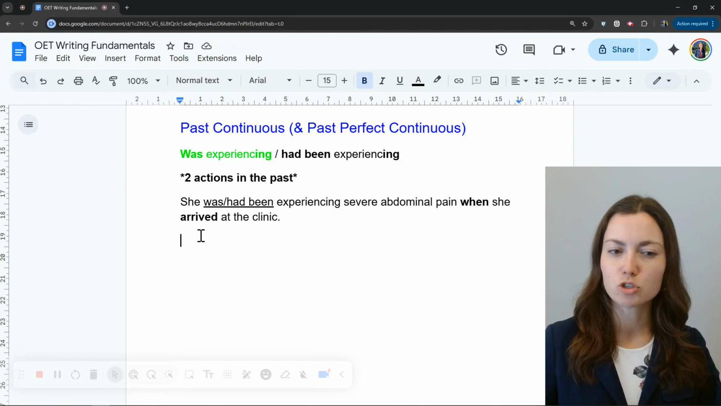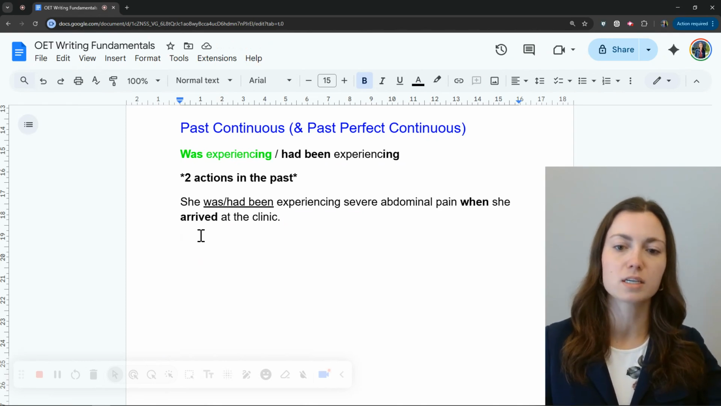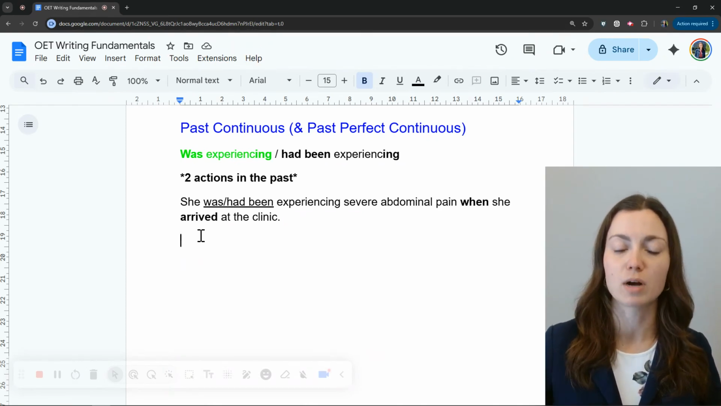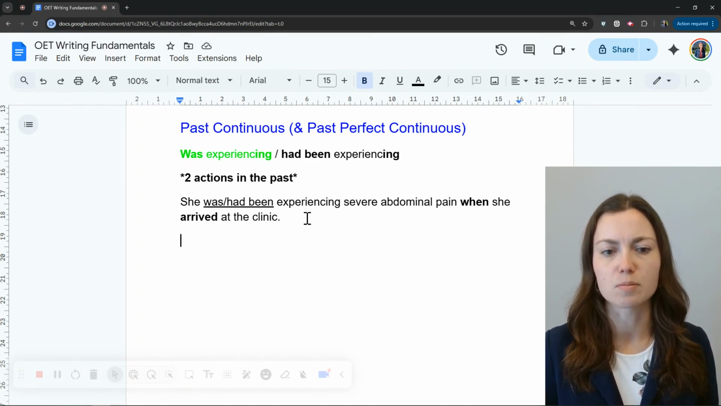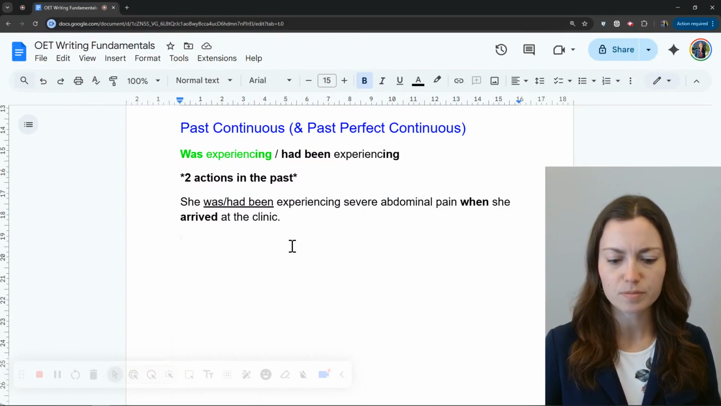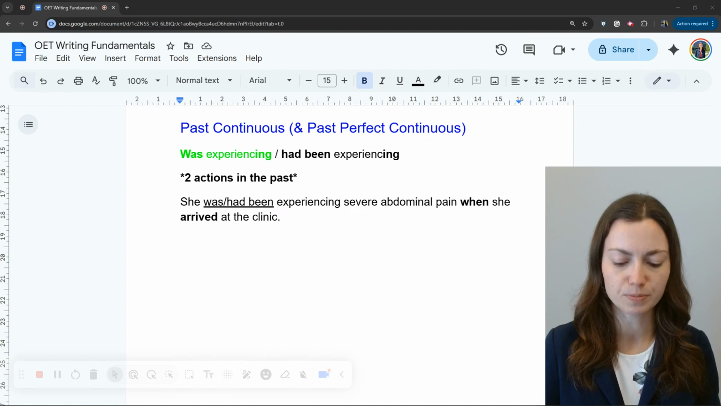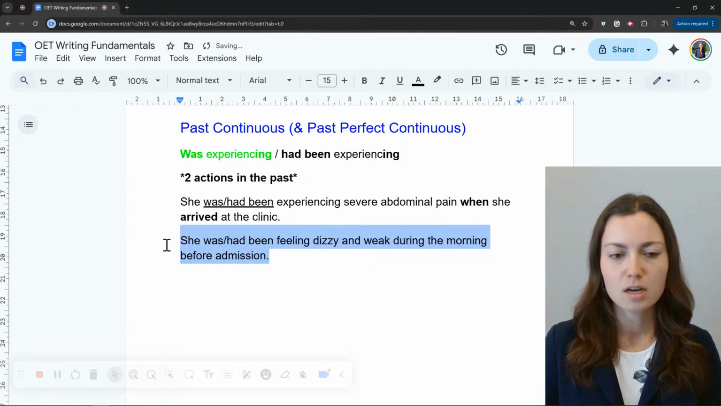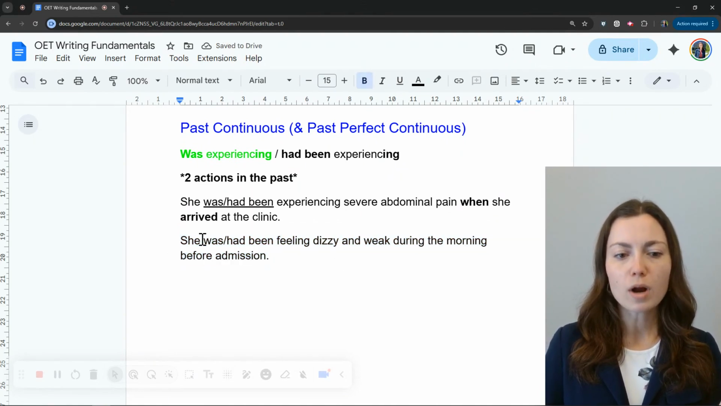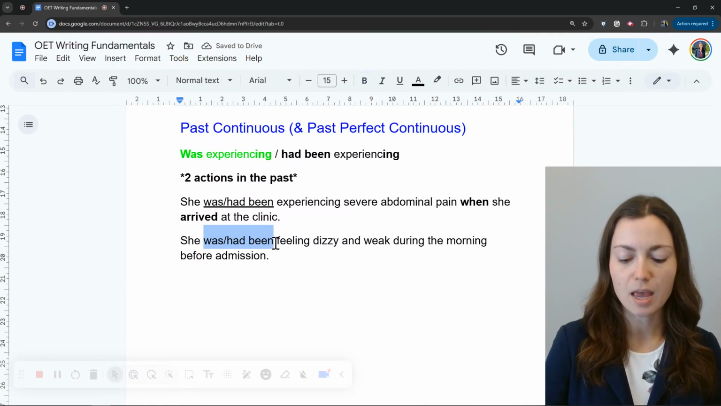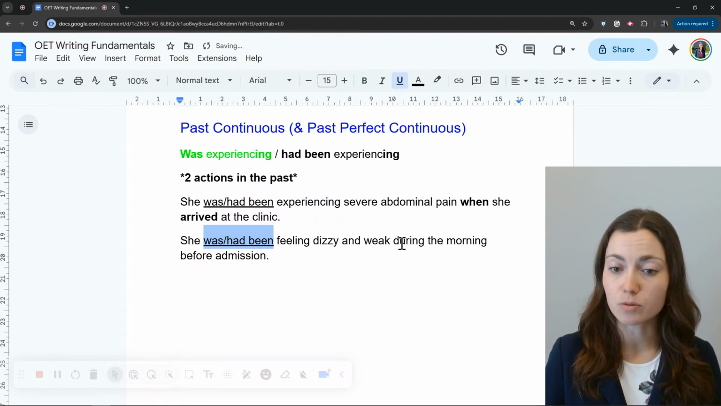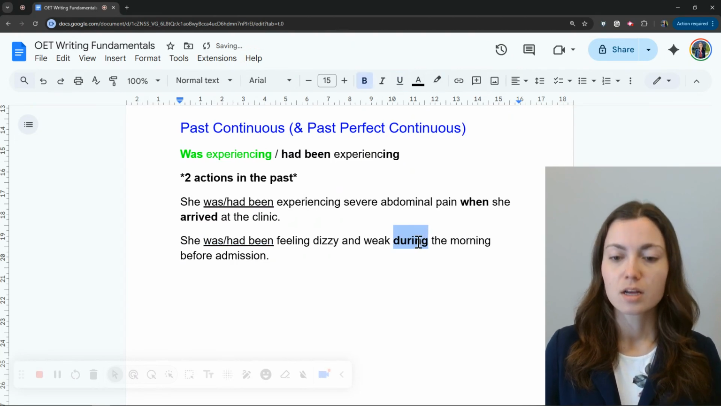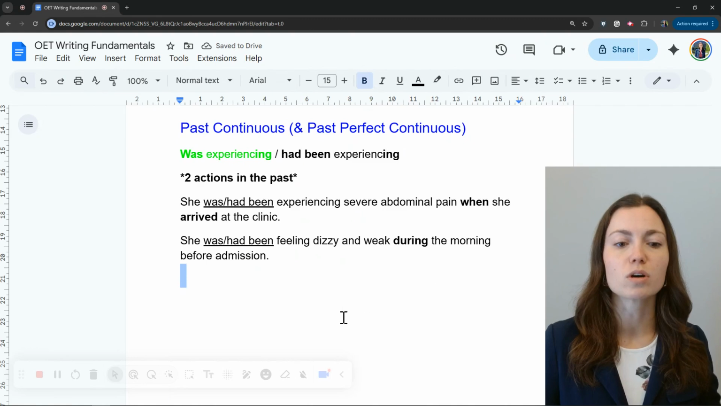So we don't have two past continuous. She was experiencing this when she was arriving at the clinic. No, one of them gets the past continuous or the past perfect continuous. One of them gets the past simple. Here's another example for you, and you can see the patterns here of kind of what we're looking at. So she was or had been feeling dizzy and weak during, so another good time phrase, during the morning before admission.